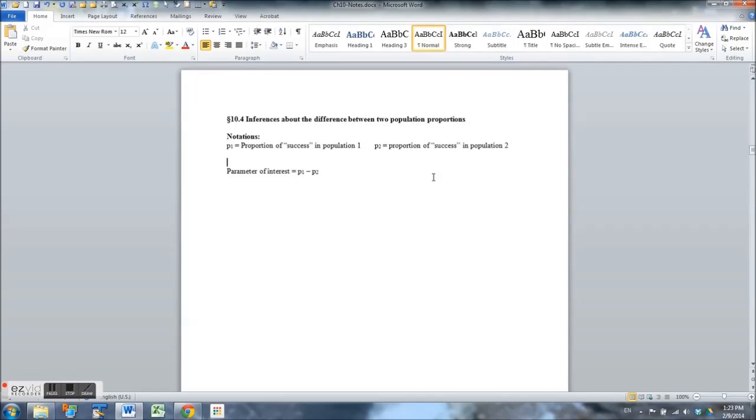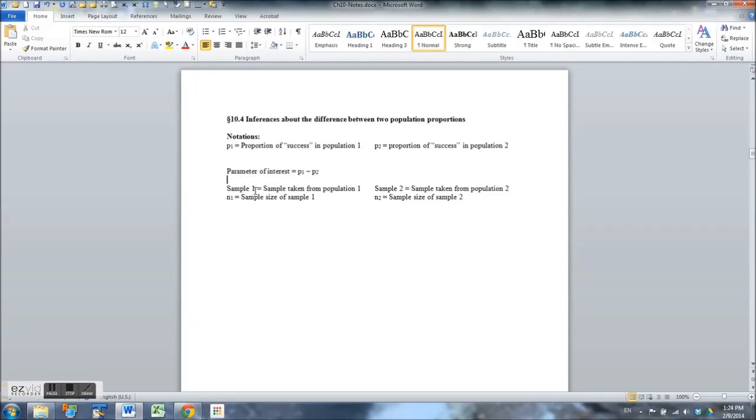Oftentimes we want to see whether the difference is 0 or not, or greater than 0 or not, things like that, whether the two population proportion successes are equal. For example, in an opinion survey, how many people like a particular product, say male versus female, whether the proportions are the same or not. So the difference in the population proportions is the parameter of interest.